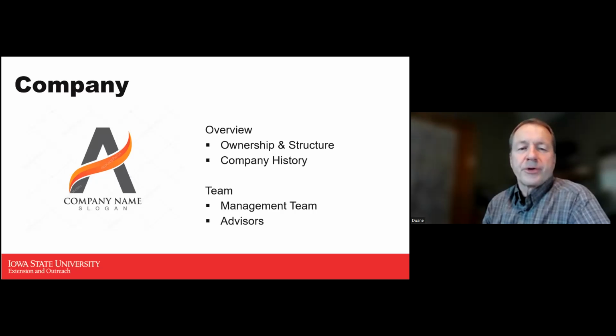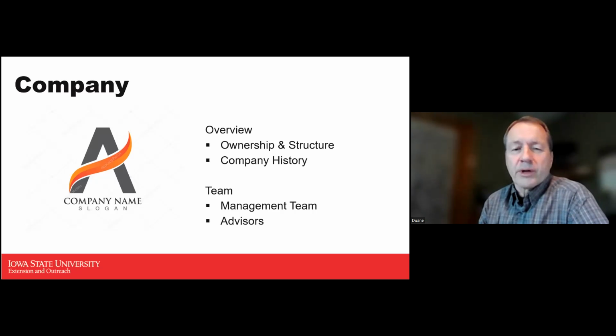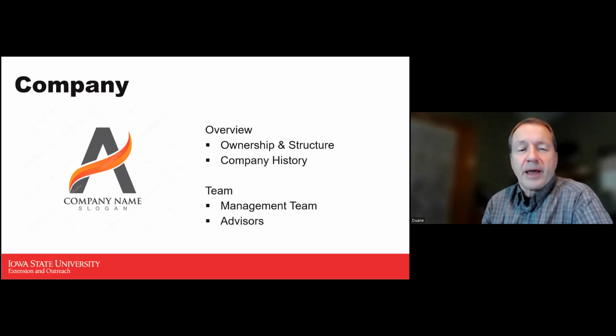Structure just refers to, is it going to be a sole proprietorship? Going to be an LLC, subchapter S? What is going to be the legal organization of the company? Most small businesses, of course, start out as sole proprietors, and then as they grow and mature, they're likely to eventually switch over to an LLC or maybe a subchapter S down the road somewhere.